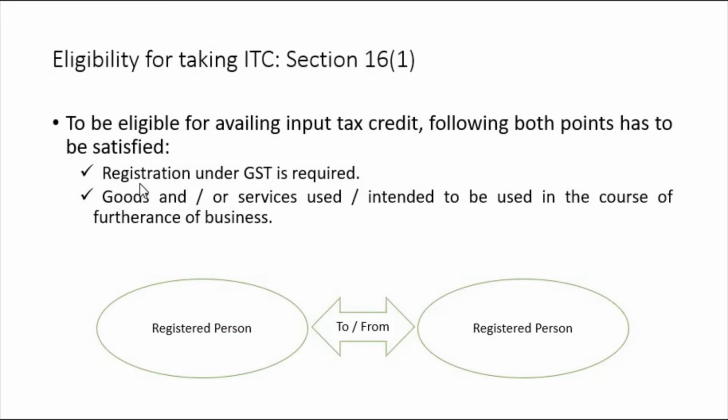The first point is registration under GST is required. Registration of both the parties. See this chart. Registration of both parties is required. And the second point is goods or services must be used or intended to be used in the course of furtherance of business. If these goods or services are not used in the course of furtherance of business, then ITC is not available. It is given in the eligibility part only. Right?